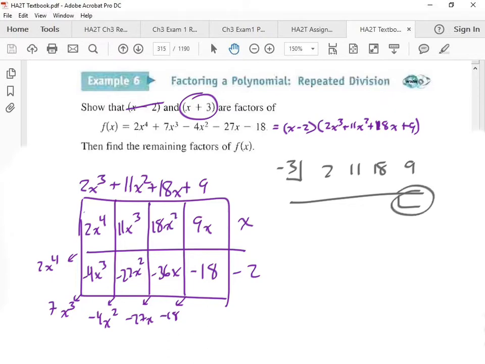Now, what do you expect to get right here? What number do you expect to be there if this is a factor of this trinomial or this polynomial? 0. It should get 0. That's right. So here we go.